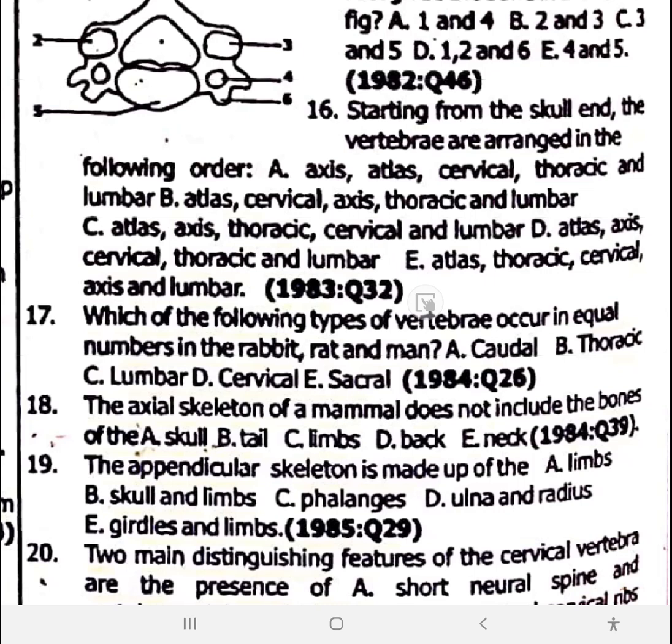Now note, all mammals have the same number of cervical vertebrae irrespective of the length, including giraffe. You could put that one down. Let's go back to question 17. Most of what they've asked us there. They say, which of the following types of vertebrae occur in equal number in rabbit and man? Cervical. Thoracic for rabbit and man are the same thing. Rat is 13. Don't forget.